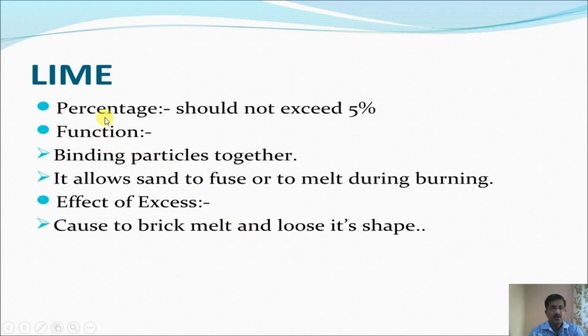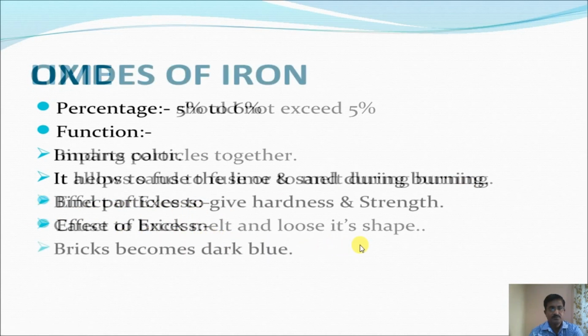Lime: percentage should not exceed 5%. Function: binding particles together. It allows sand to fuse or melt during the burning. Effects: if it is used in excess, it may cause the brick to melt and lose its shape.